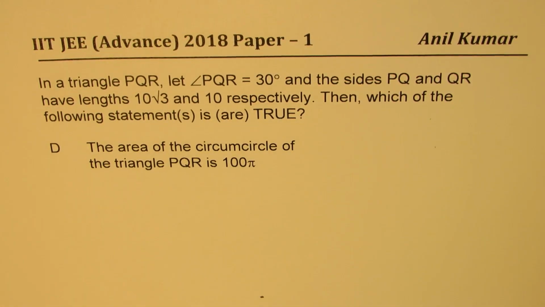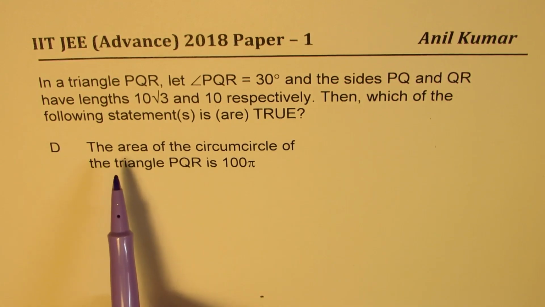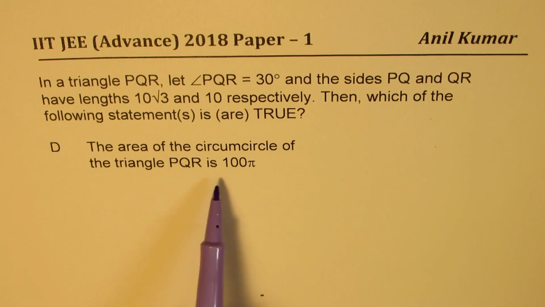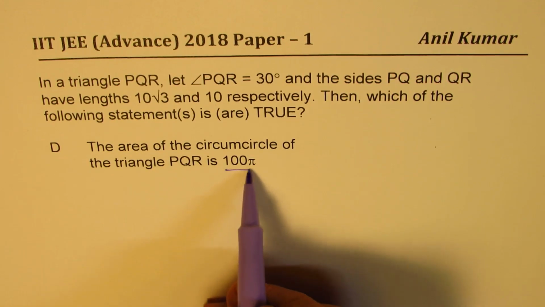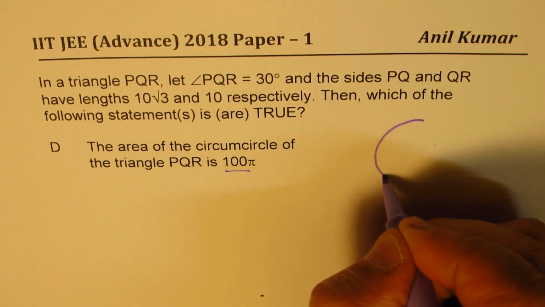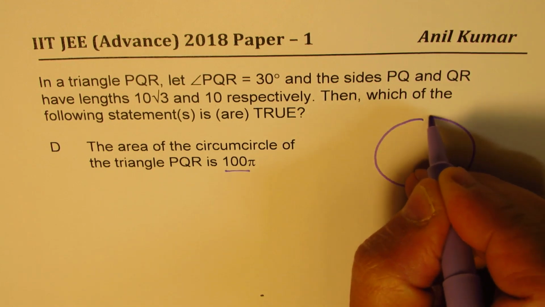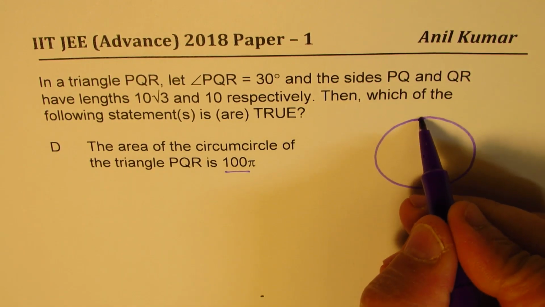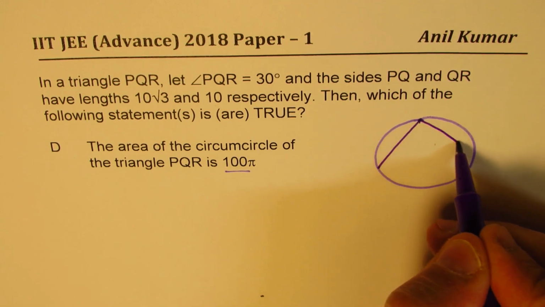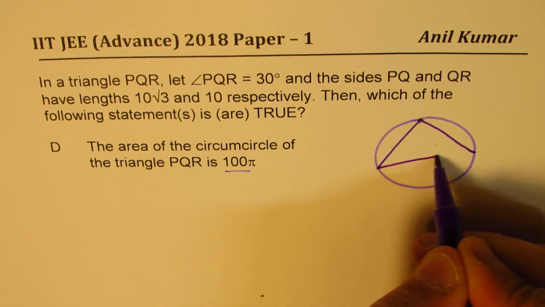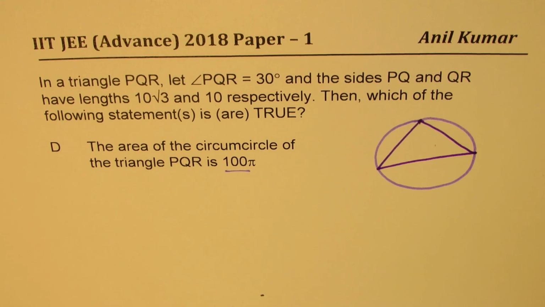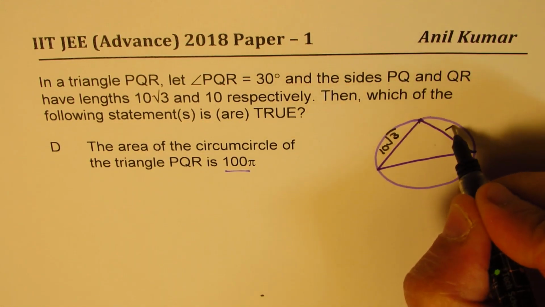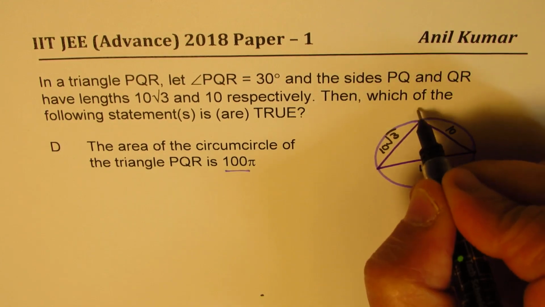Now in the same triangle PQR, we need to find the area of the circumcircle of the triangle PQR, and we have to match it with 100 pi. So basically now we are looking into the area of the circle and we have our triangle inside, right? So we have a triangle which is PQR, kind of like this. So in this triangle, we know the sides are 10 square root 3, 10 and 10.